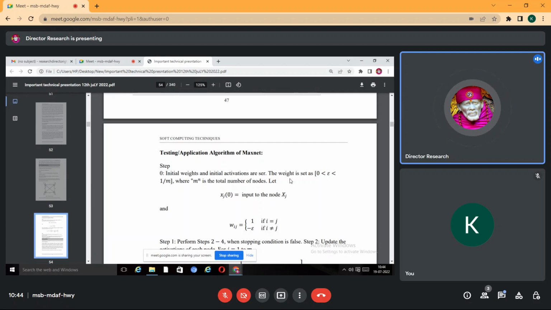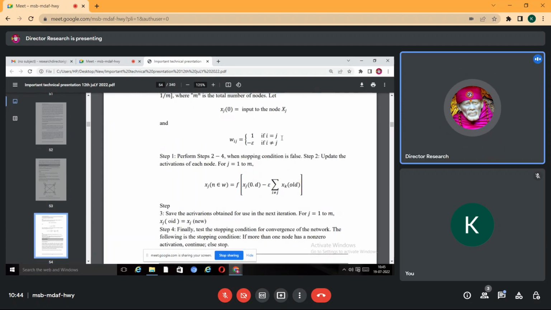Testing application algorithm of MaxNet. Step 0: initial weights and initial activations are set. The weight is set as 0 < epsilon < 1/m, where m is the total number of nodes. Let xi(0) be equal to the input to the node xi.